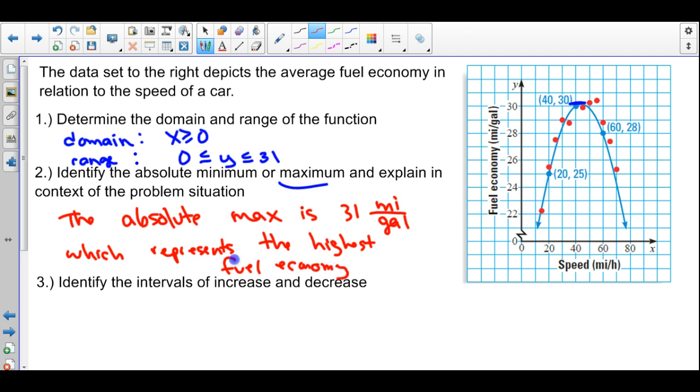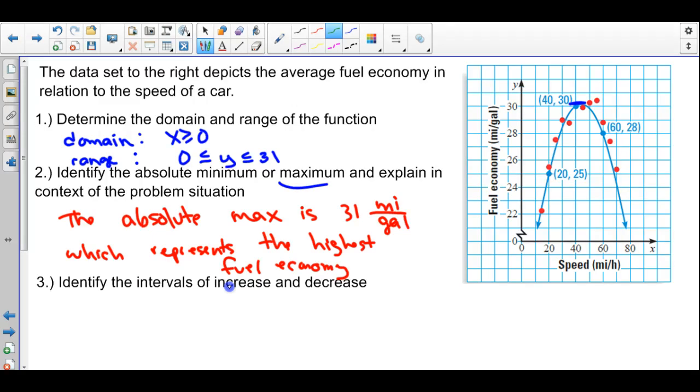So again, we're talking about the fact that this car, while it was driving, hit a top fuel efficiency, which was around 30 miles per gallon. As the car kept increasing speed, the fuel economy was increasing, then it hit a certain point, and then it started decreasing. And that's what this next part is really asking: identifying intervals of increase and decrease.